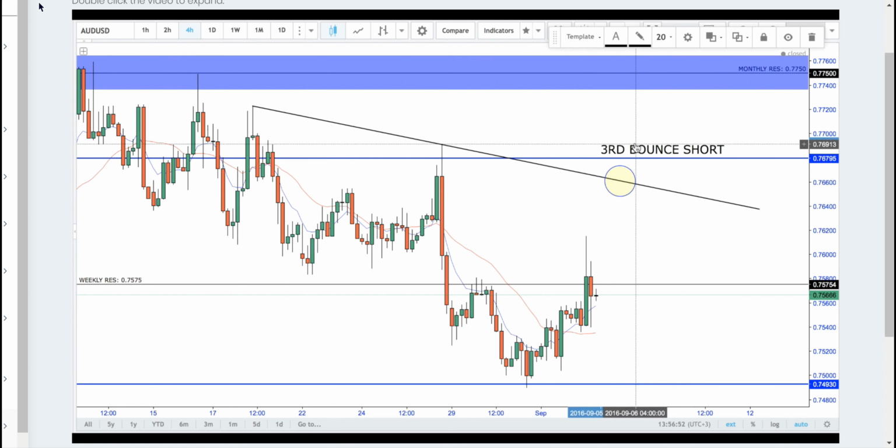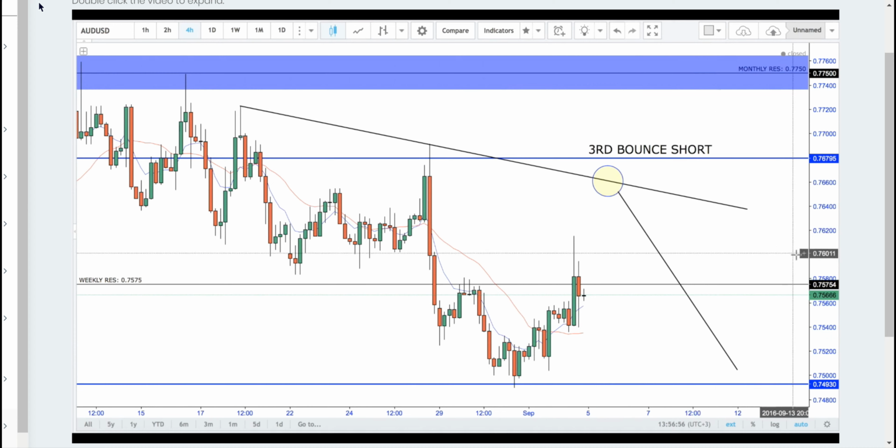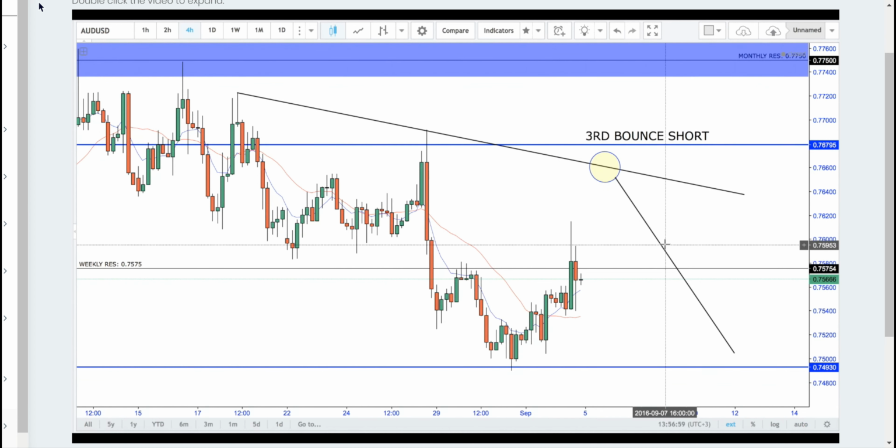Anywhere around here, really. Okay, so that's our projection. We know the Aussie is bearish overall as well, on the weekly. Potential reversal on the daily as well because we broke the daily trend line. So this is what we can maybe expect.